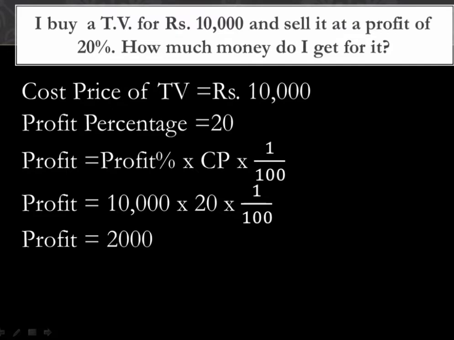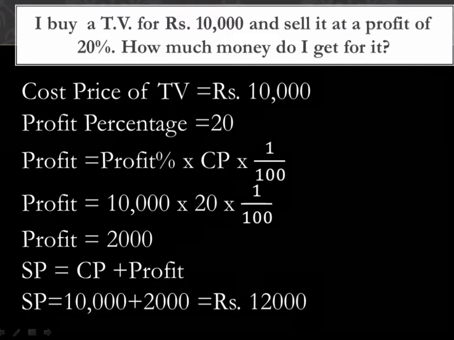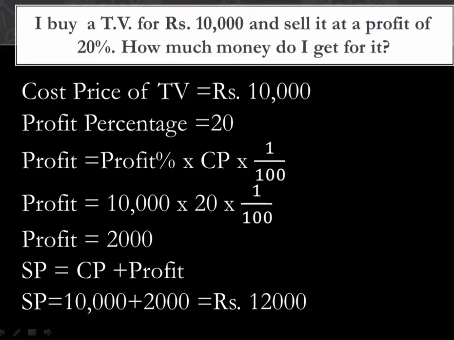Now I have cost price, I have profit. I can find out the selling price by using the formula cost price plus profit. So from here our selling price will be 10,000 plus 2,000, that is 12,000 rupees. Okay. Now we come on the next question.